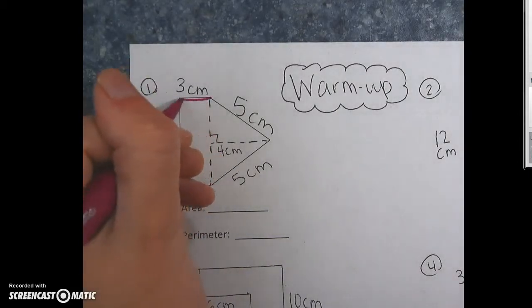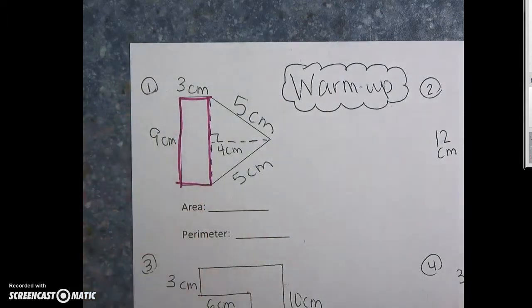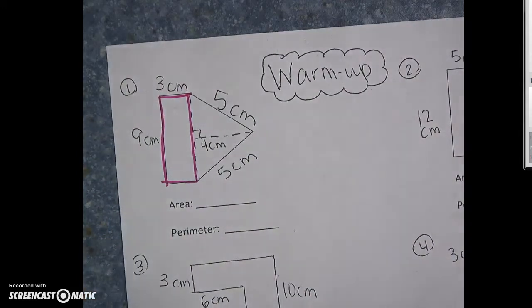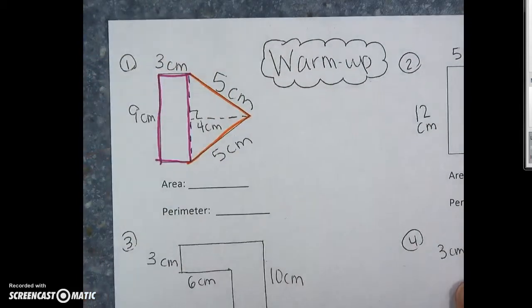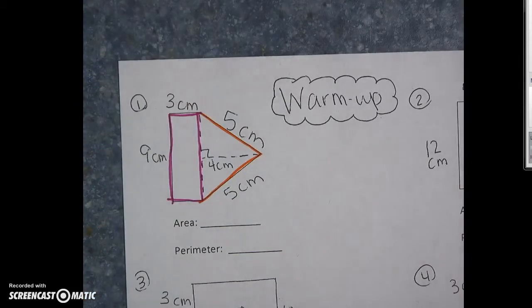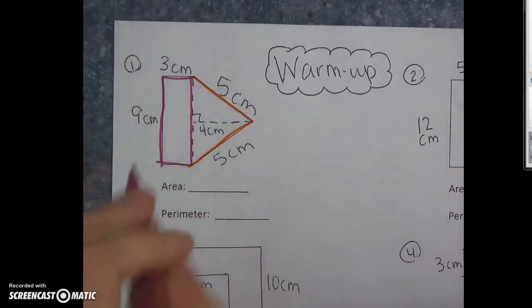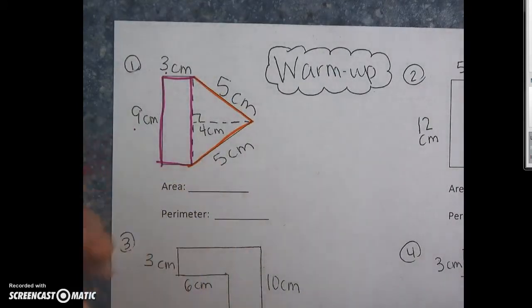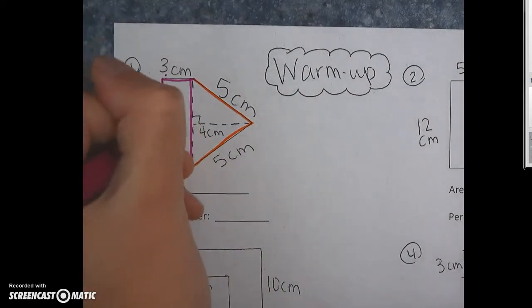This is really just a rectangle plus a triangle. So I'm going to start by finding the area of my rectangle. I know that that's just base times height. My base is 3, my height is 9. So 9 times 3 is going to give me 27.